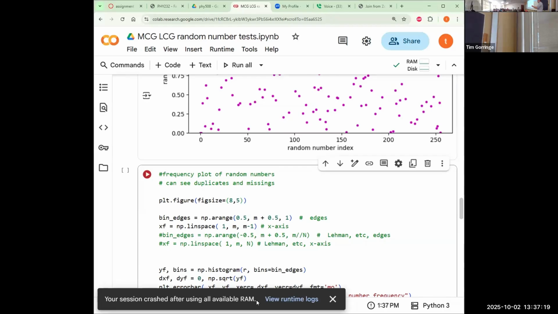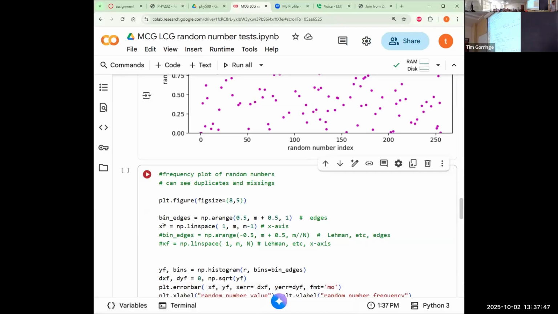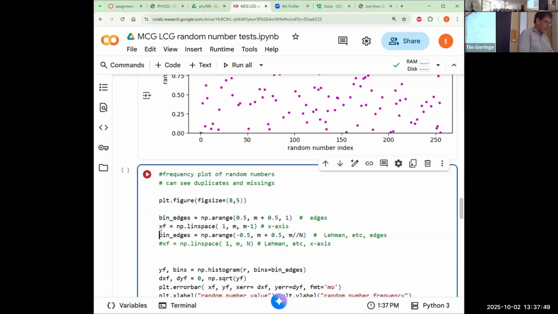Okay, so I jumped from trivial examples where the biggest modulus I had was 32, so the biggest range of numbers was 0 to 31, and making a histogram of that, to a modulus that was 2 billion. And my program is crashing now because I'm trying to make a histogram with 2 billion bins. And I think I'm eating up Google's memory or whatever. And so I'm going to change my histogram.